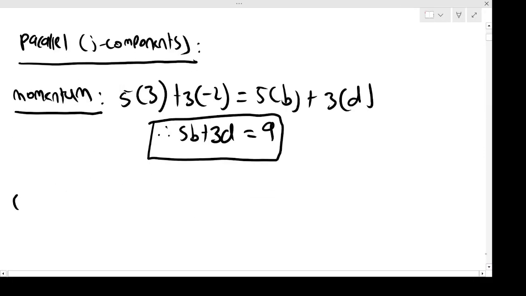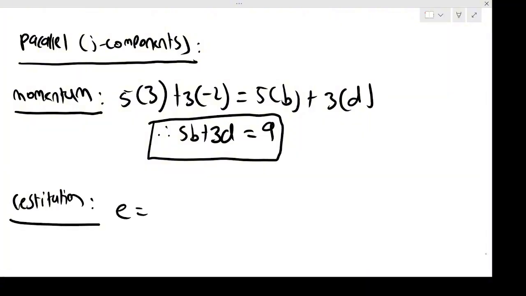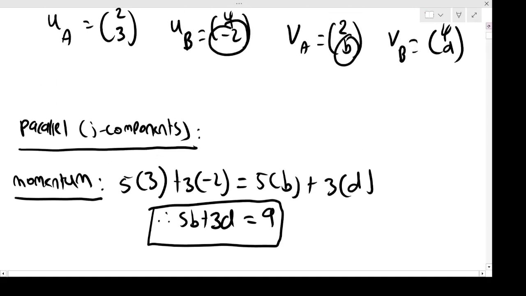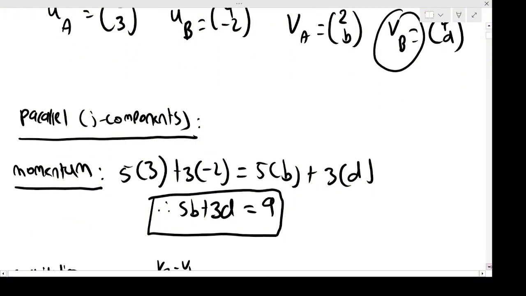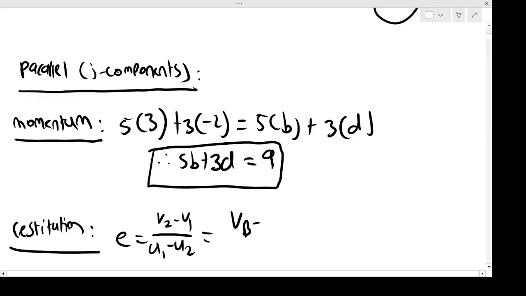Then restitution. So for restitution, we say that E is V2 take away V1 over U1 take away U2. That's how I usually work out restitution. Well, in this case, I've labelled my vectors slightly differently. So VB is going to be V2, okay. And V1 is going to be VA, U1 is going to be UA, and U2 is going to be UB.